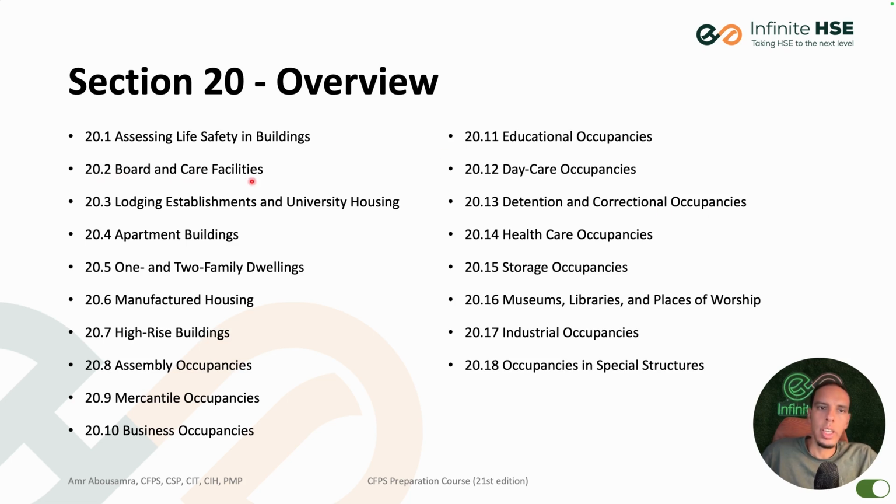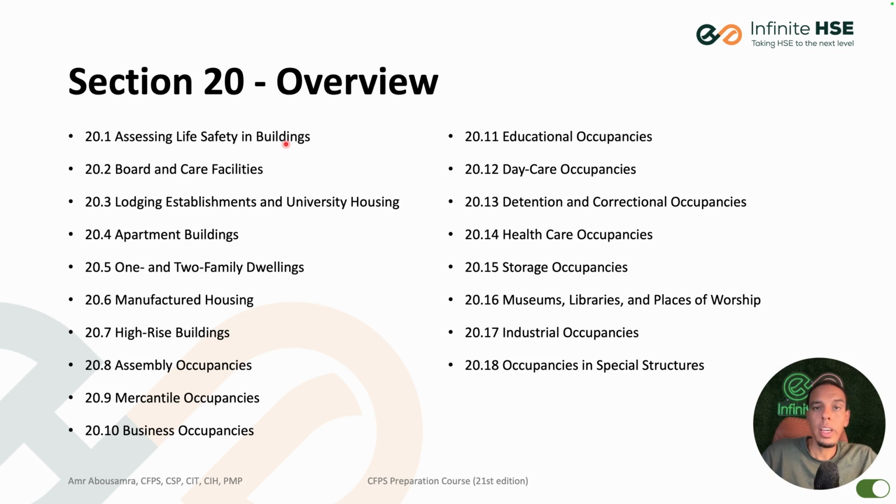Chapter 2, board and care facilities. 3, lodging establishments and university housing. Apartment buildings, 1- and 2-family dwellings, manufactured housing, high-rise buildings, assembly occupancies, mercantile occupancies, business occupancies, educational occupancies, daycare occupancies, detention and correctional occupancies, healthcare occupancies, storage occupancies, museums, libraries and places of worship, industrial occupancies, and last thing, occupancies in special structures. Now let's see the first chapter, assessing life safety in buildings.